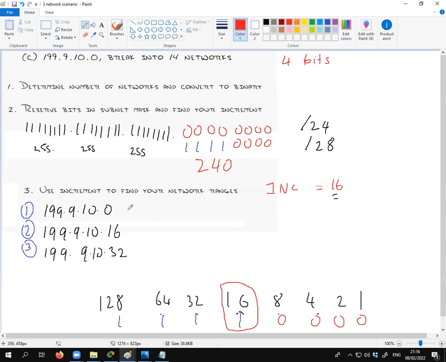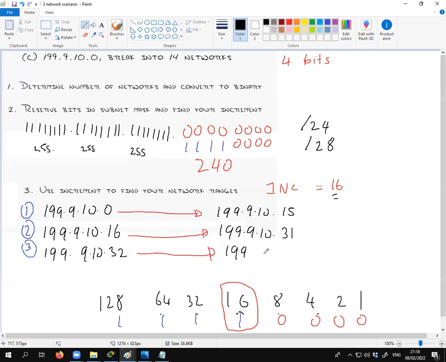This first subnet is going to go as far as 15. 199.9.10.15, then 199.9.10.31, then 199.9.10.47. And I could keep going.